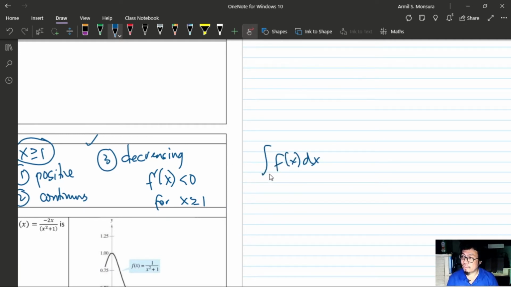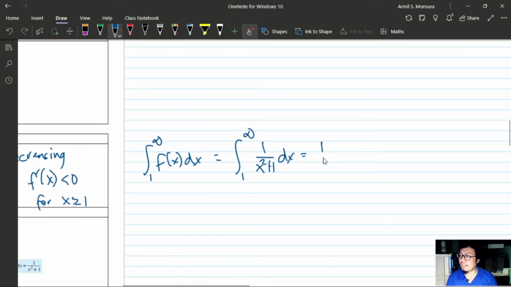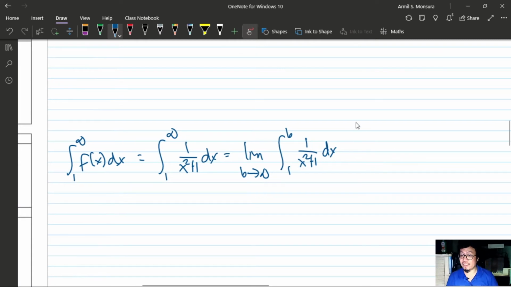We integrate f of x from 1 to infinity. So we have here the integral of 1 over x squared plus 1 dx from 1 to infinity, or that's basically the limit of the integral of 1 over x squared plus 1 dx from 1 to b as b approaches infinity. Now, this integral is simply the arctangent. So this is the limit of arctan x from 1 to b as b approaches infinity.